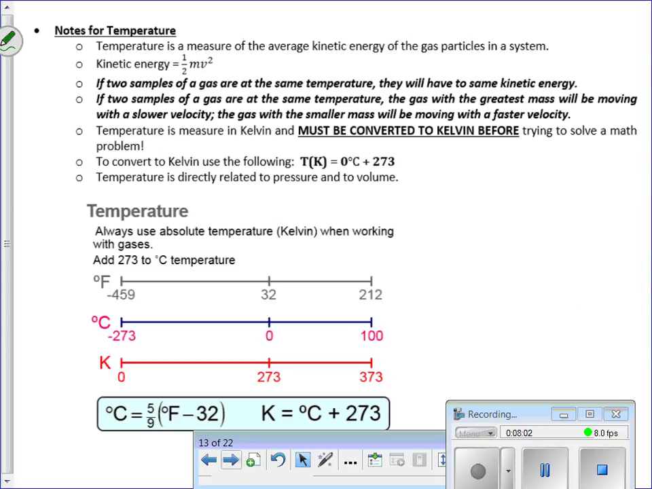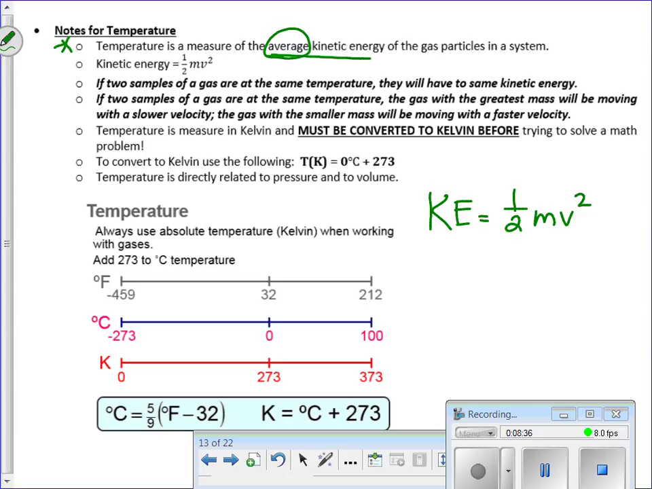Right, next variable we need to discuss is temperature. Temperature, you definitely need to know its definition. It's a measure of the average kinetic energy of all the gas particles in a system. And it's the average. It doesn't mean all of the gas particles have that kinetic energy. It's the average energy of the gas particles in that system. So kinetic energy, I'm going to move down here. Kinetic energy, I'm going to abbreviate KE, is equal to 1/2 mass times velocity squared.